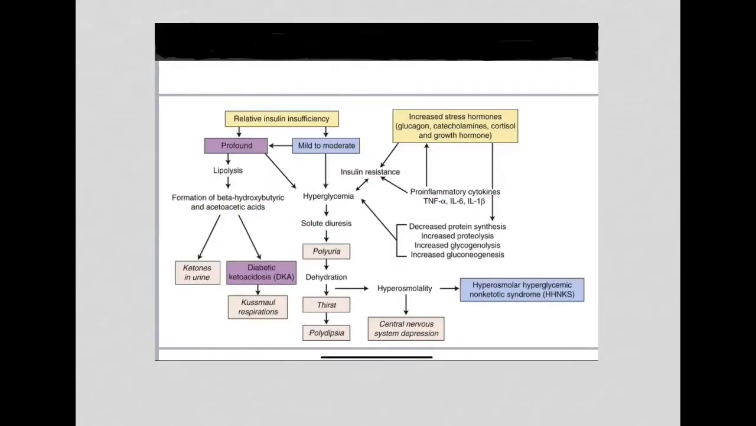So what is going to happen when you have too high of a blood sugar? We go back to this insulin insufficiency. Is it profound or mild to moderate? If it's profound, you start breaking down fat, and that will put ketones in the urine, or you can go into diabetic ketoacidosis. So this is very high blood sugar.